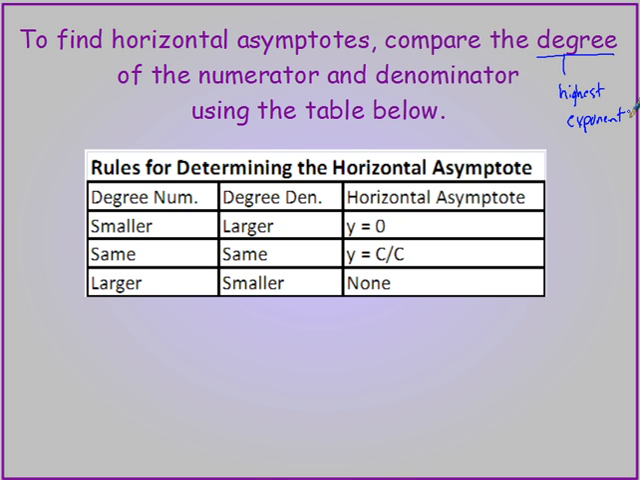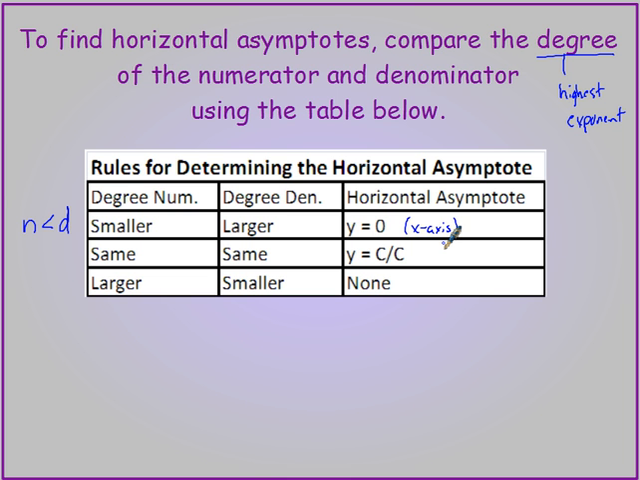If the numerator is smaller, if it's less than, I like to say less than. So if the numerator is less than the denominator, automatically your horizontal asymptote is just y equals 0. Okay? Automatically it's just y equals 0. By the way, y equals 0, that's your x-axis. Okay? So automatically, if the numerator is smaller than the denominator, it's just y equals 0.